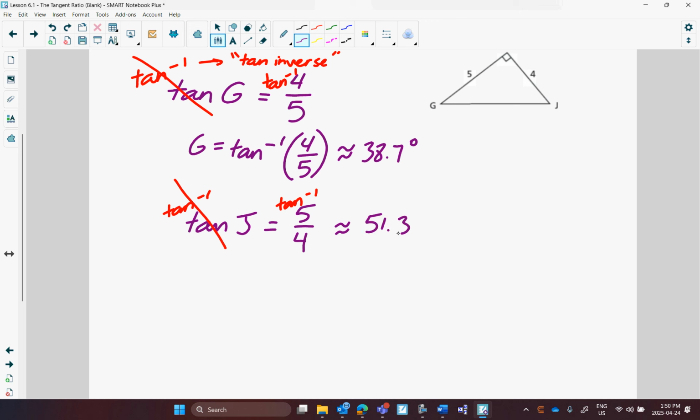I didn't look at my notes. How did I know that? Because these two have to add up to 90. You see how it's all interconnected.